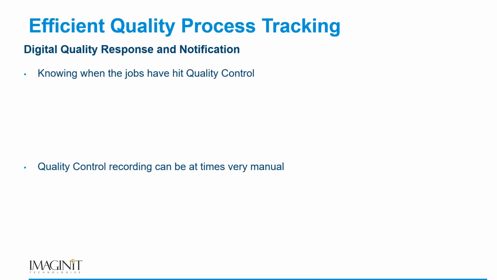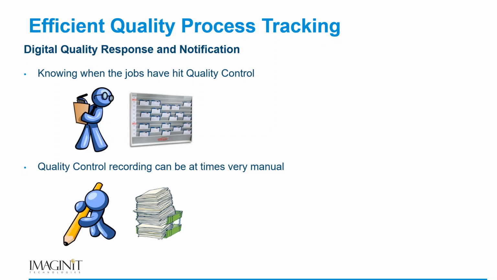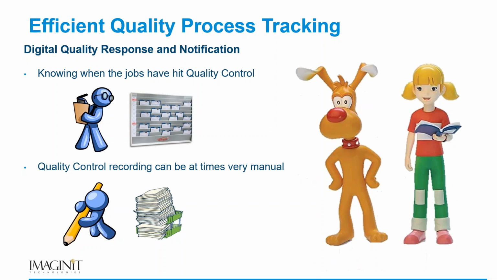So now looking at digital quality response and notification, how do we do efficient process tracking? Well, knowing when jobs have hit quality control is pretty important, right? You might be doing that again with a job board or someone that passes out the work travelers and such. And quality control recording is typically very manual at times. So you typically write something down, return that to the job board, or turn it to an inbox and say, go ahead and fill this out. Wouldn't it be nice if you knew where everything was in the process, right? Wouldn't it be nice if you knew when quality control started, when it finished, and what the results were without having to input data? Well, we definitely want to help out Penny and Brain, right?